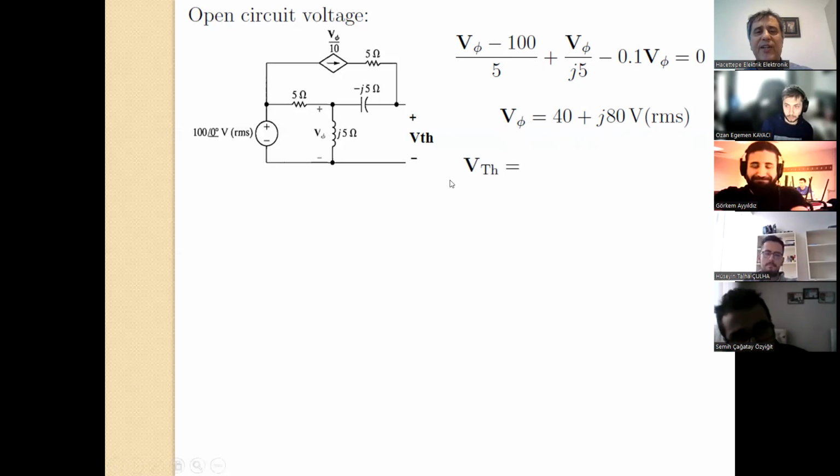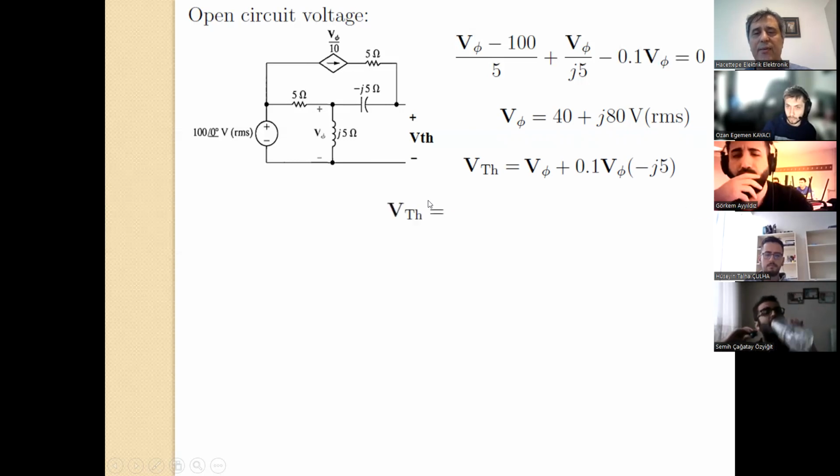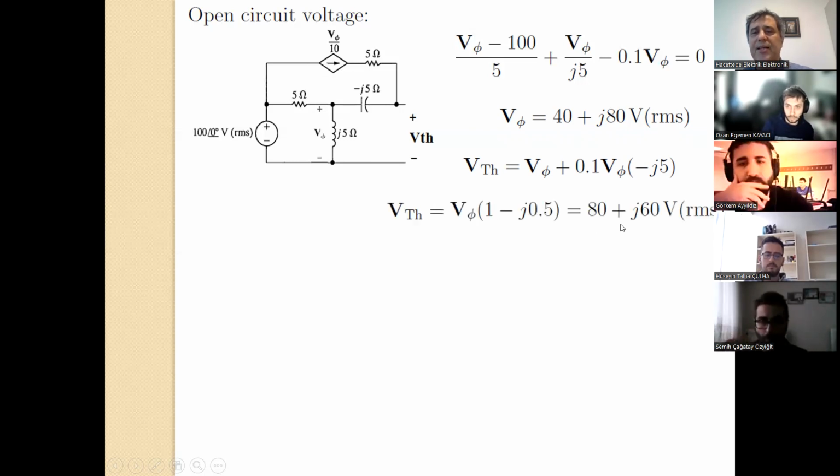Now we can calculate VTH. For VTH, you have to write the Kirchhoff voltage law on this final loop. So this is V5 plus the voltage drop on the minus J5 ohm reactance here. The current on this one is the dependent source current here. So it's easy. 80 plus J60 volt RMS will be the result because we know the V5.